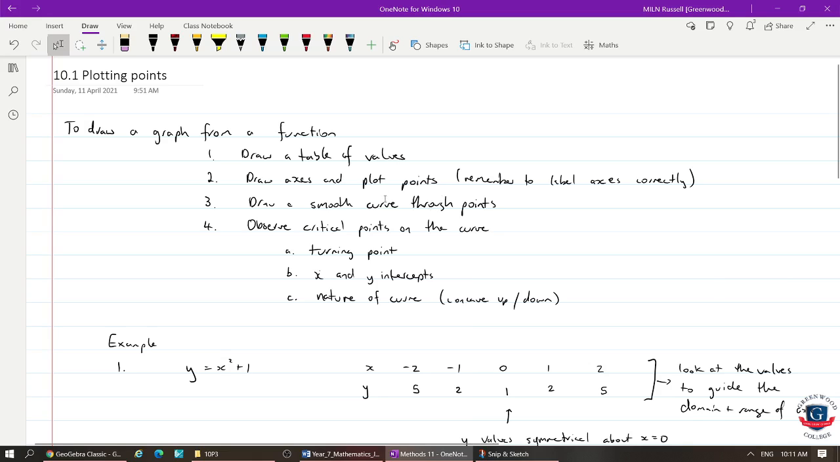That's really difficult on a tablet. I'll do my best and then I'll just use a graphics program. And then observe the critical points on the curve and see if there's any more points that you should really look at to make your graph better.